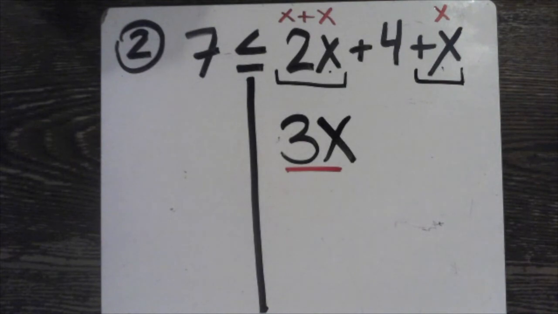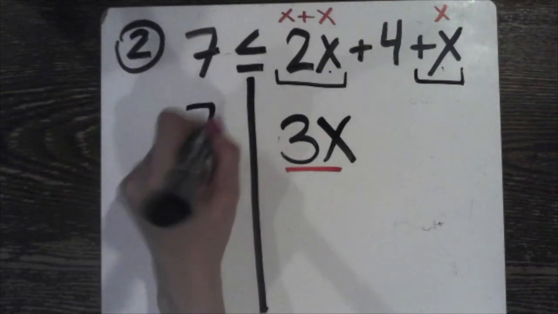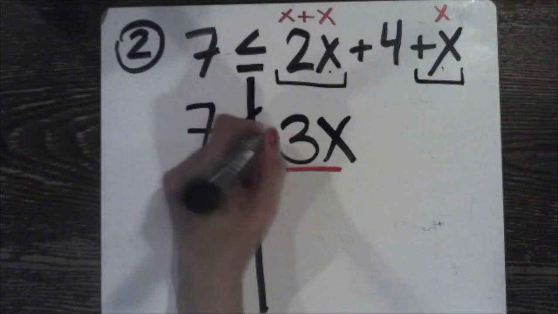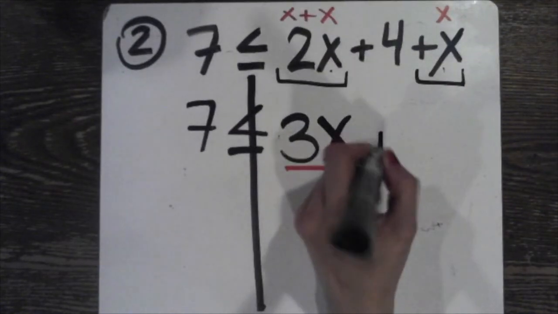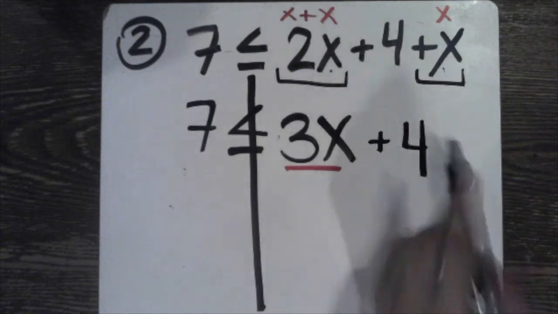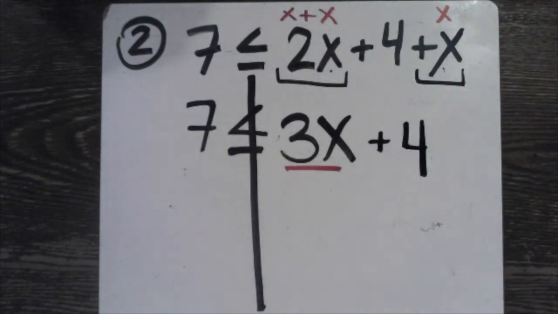I know it looks like there are only 2 x's written in total, but one of them represents 2 and the other one 1. And now I can rewrite my entire inequality so that I have 7 is less than or equal to 3x plus 4.